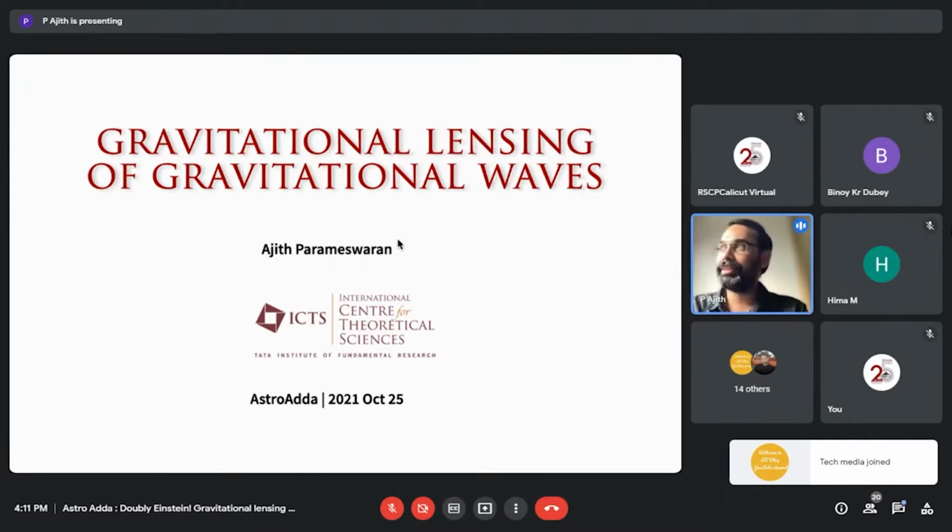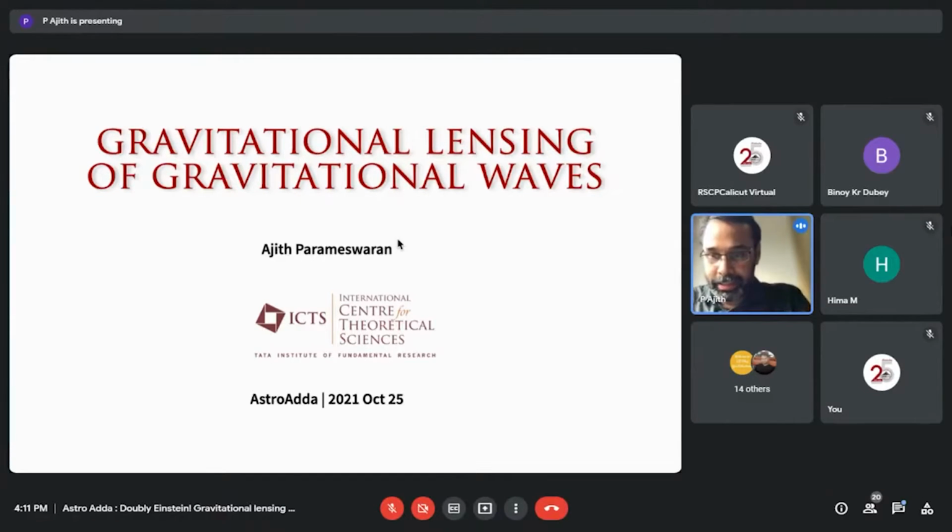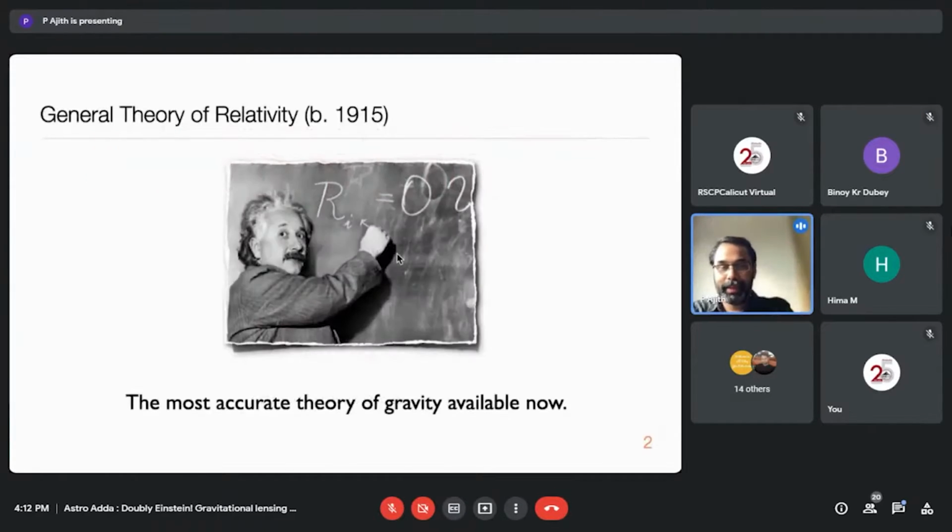And it turns out that gravitational waves will also be bent and lensed exactly in the same way as light, which is not yet observed. But there are good reasons to believe that we will observe the first signatures of the gravitational lensing of gravitational waves in the next few years, which a lot of us believe will be a completely new and powerful way of probing astrophysics. So that would be the gist of today's talk. So let me start from the beginning.